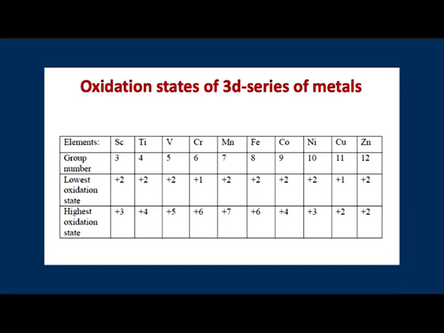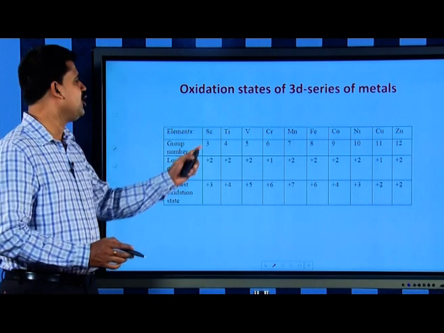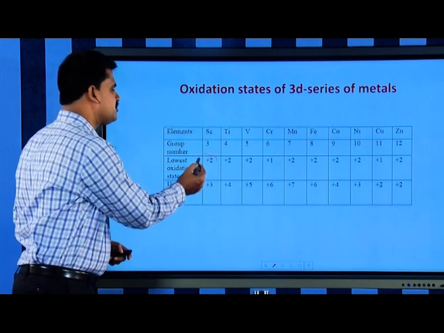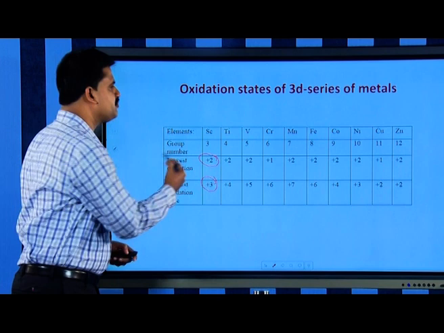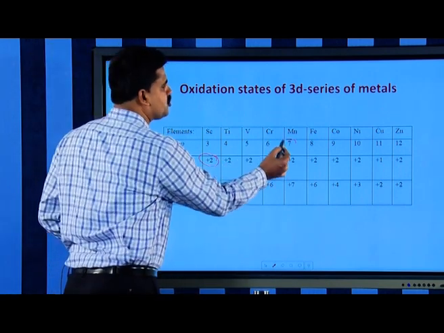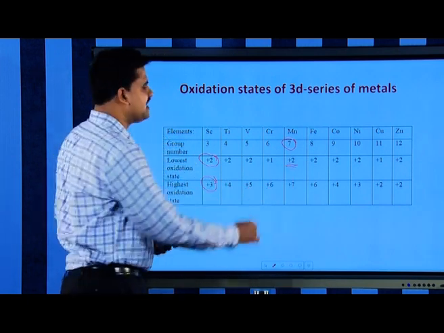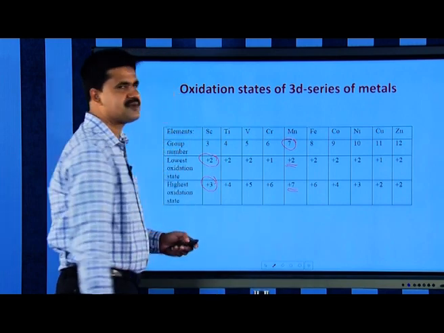Whenever we are taking scandium, the group number is 3. The lowest oxidation state shown is +2, the highest state is +3. But consider the case of manganese, which belongs to group number 7. The lowest oxidation state is +2 and the highest oxidation state is +7.